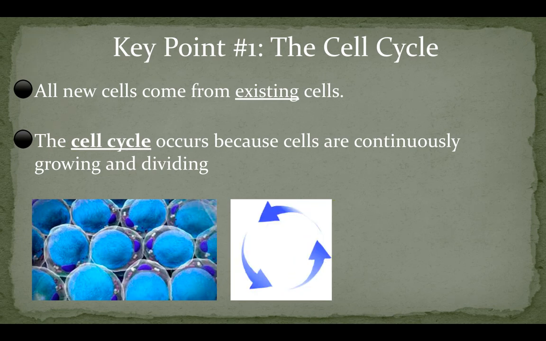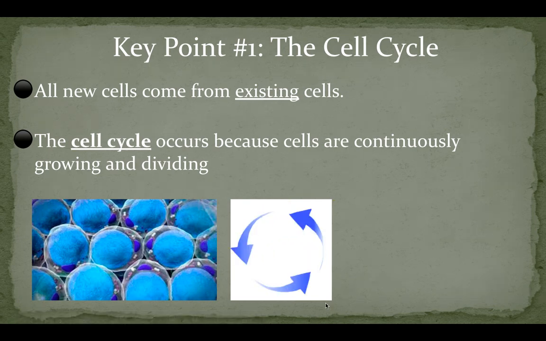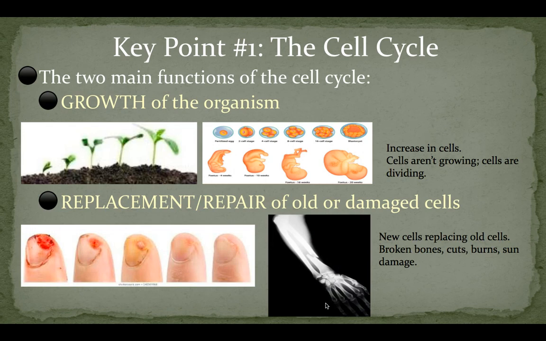The cell cycle occurs because cells are continuously growing and dividing. This is a constant cycle, meaning there is not a clear beginning and end. It flows into each other and there's not a start and stop. It just keeps happening. Cells growing, dividing, growing, dividing, growing, dividing. So the 2 main functions of the cell cycle, first of all, is growth, and second of all is replacement or repair. For growth, that is when there is actually an increase in cells. It's important to note that cells are not growing and getting bigger. Cells are dividing and making more of themselves.